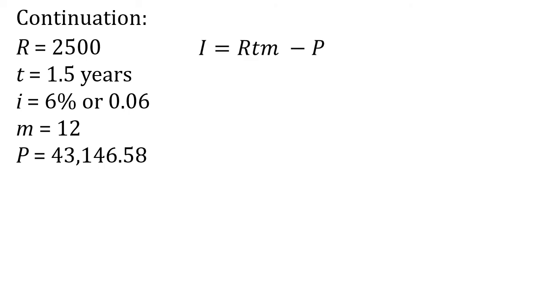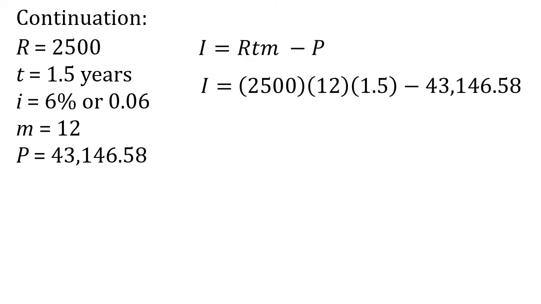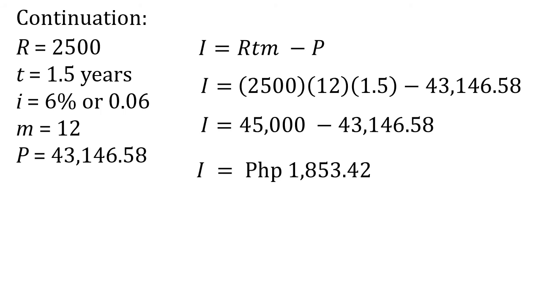To solve for the interest, use the formula I equals RTM minus P. I equals 2,500 times 12 times 1.5 minus 43,146.58. So I equals 45,000 minus 43,146.58, and that's 1,853.42. So the interest amounted to 1,853.42 pesos.